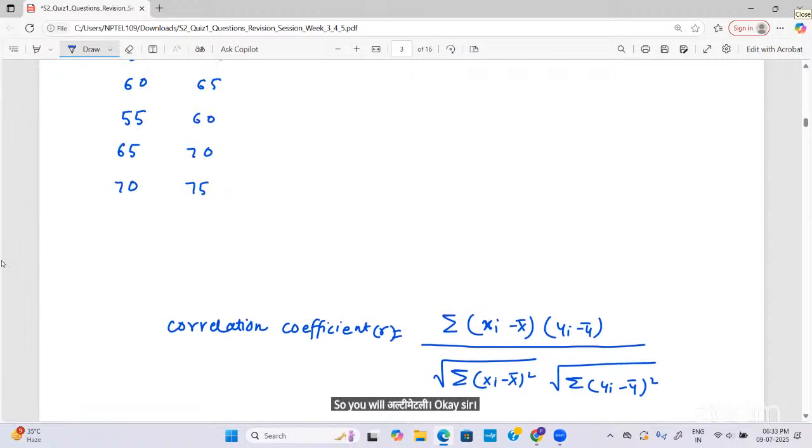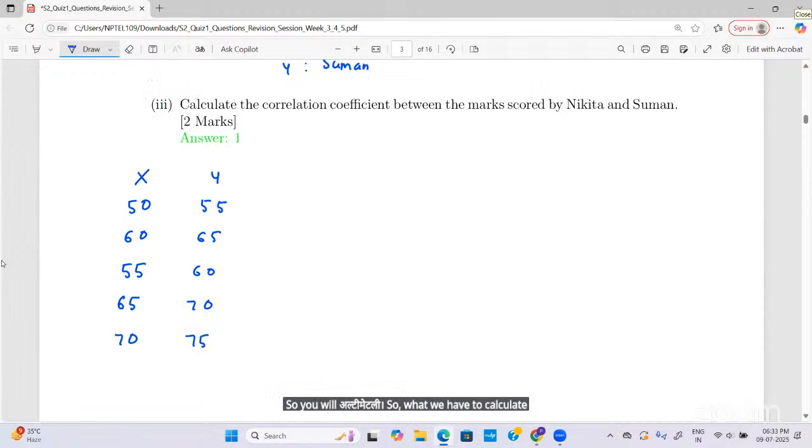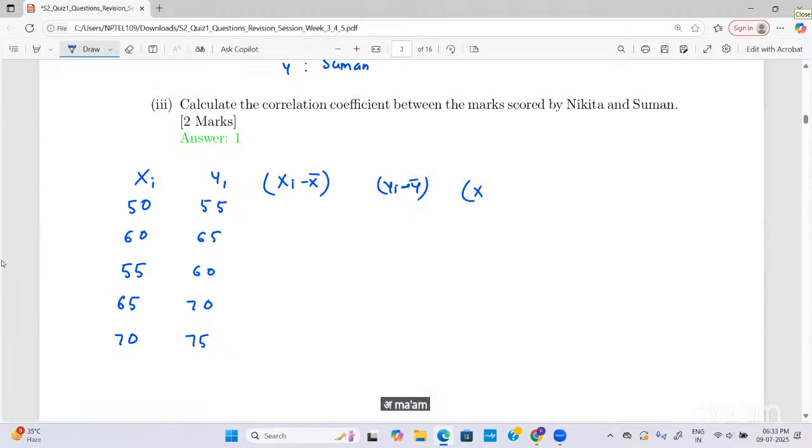So what do we have to calculate? This is xi, this is yi. We have to calculate xi minus x bar, and yi minus y bar. Then we have to take the multiplication of these two.